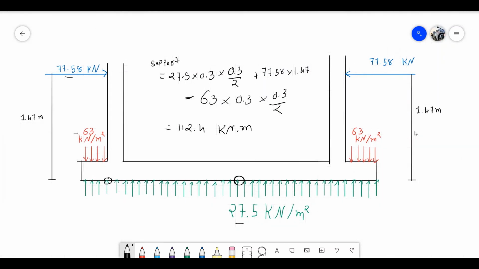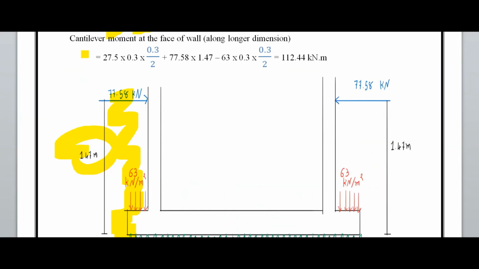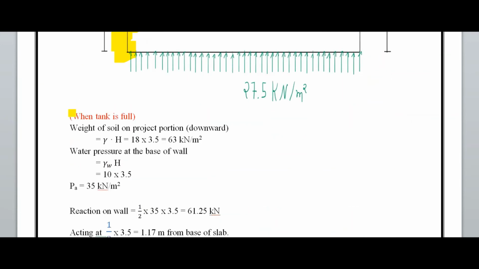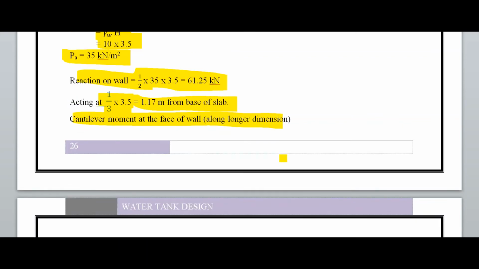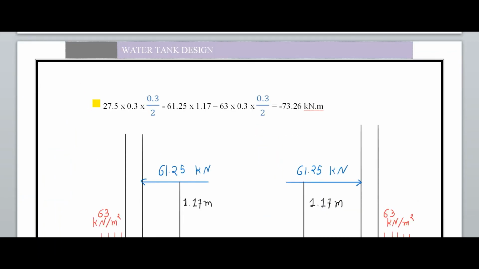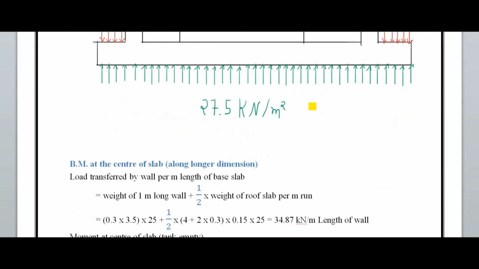The same calculation was done when the tank is full, that is how this cantilever moment is calculated. Gamma H, gamma W into H, active earth pressure from outside, reaction on the wall, because it is also a triangle shape, so at 1/3 of the height. So the cantilever moment at the face of the wall along the longer direction, here 27.5, 0.3, 0.3 by 2, 63.3, comes to minus 73.26 kilonewton meter.